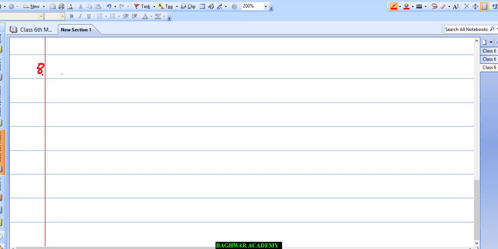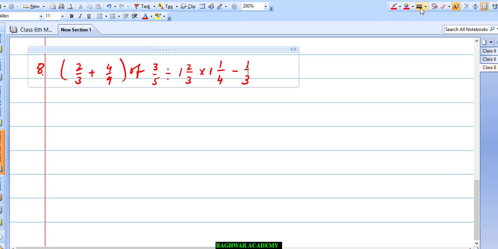We have in small bracket it has been given 2 by 3, and then we have plus 4 by 9 of 3 by 5 divided by 1 whole 2 by 3 into 1 whole 1 by 4 minus 1 by 3. This is required to be solved. So again, as question number 7 was solved, in the same way this will be required to be solved. Just you watch properly and try to understand.